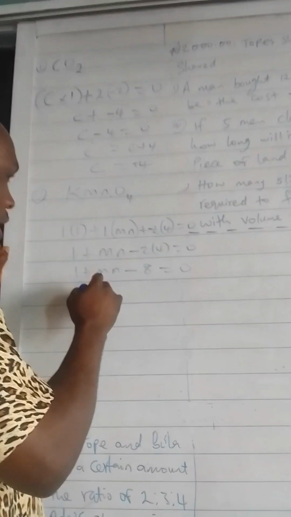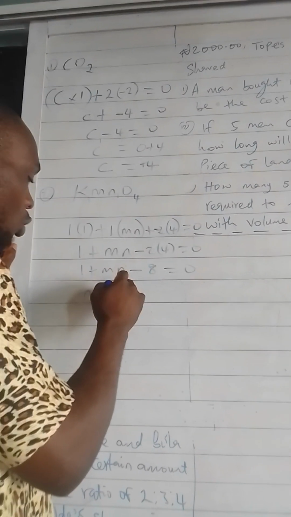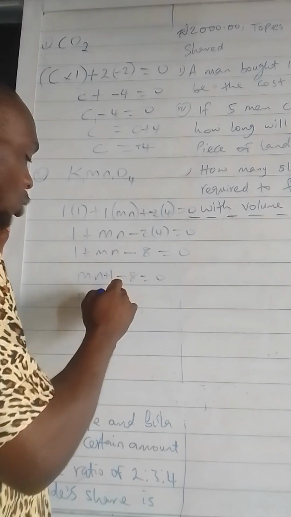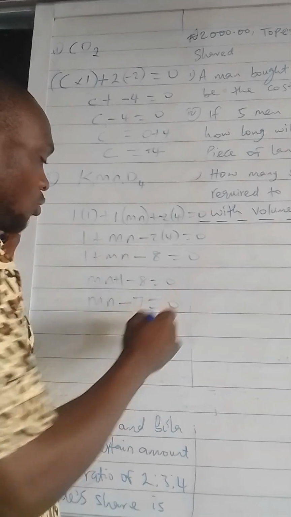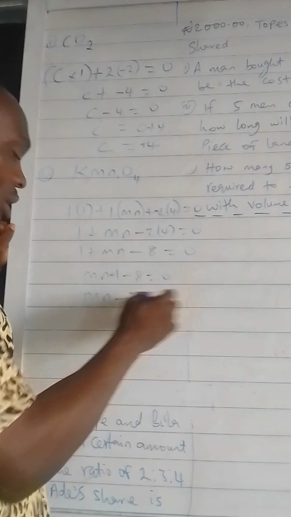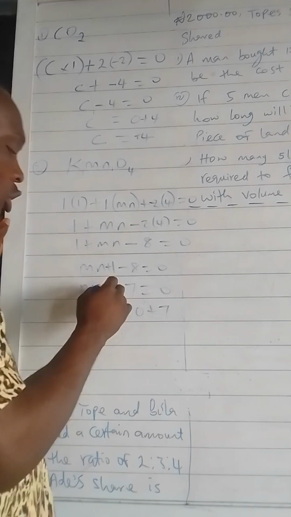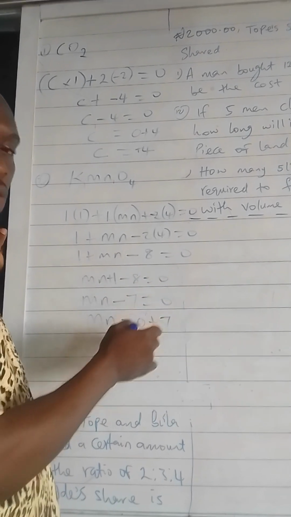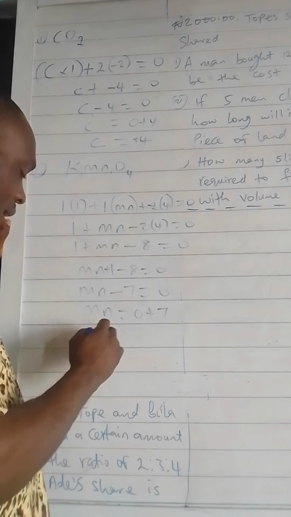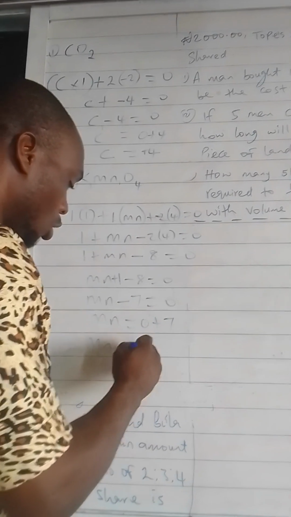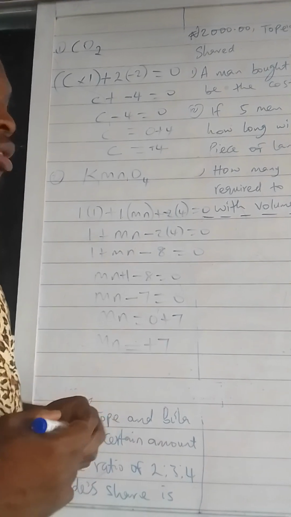1 plus Mn plus 1 minus 8 equals 0. So I have Mn plus 1 minus 8, to give us -7, equals 0. So you can now take -7 to the other side of the equation to have Mn equals 0 plus 7, because -7 when it crosses to the other side changes to plus. I have manganese, Mn is for manganese, Mn equals plus 7. So you are free to ask questions wherever you are confused.